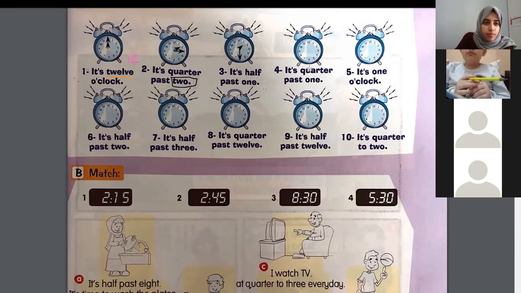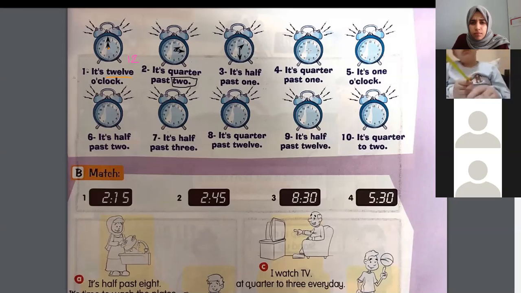Yasmin, number 4, quarter past 1. Quarter past. Sorry, where do I draw the long hand if it's quarter past? Quarter past 1. Where do I draw the long hand? At 3 or 6 or 9 or 12?